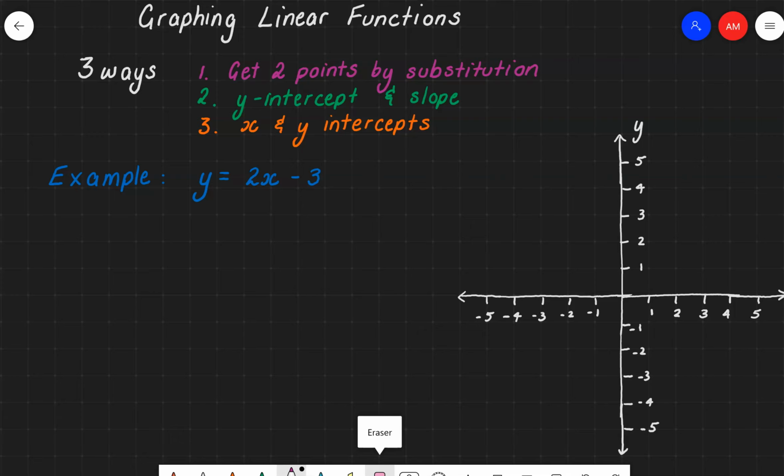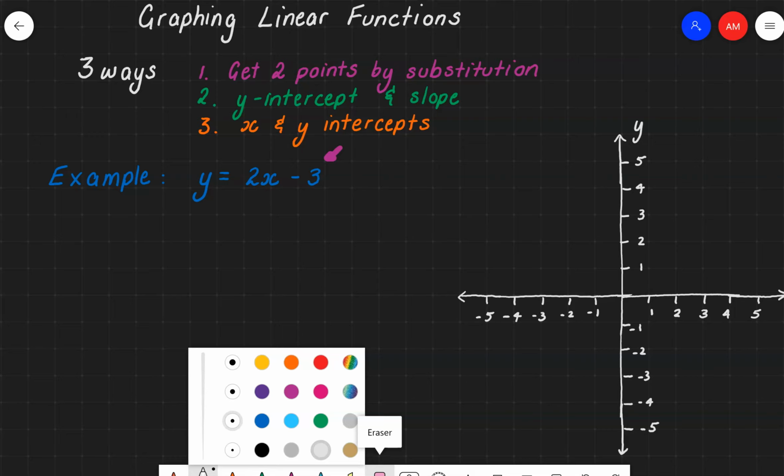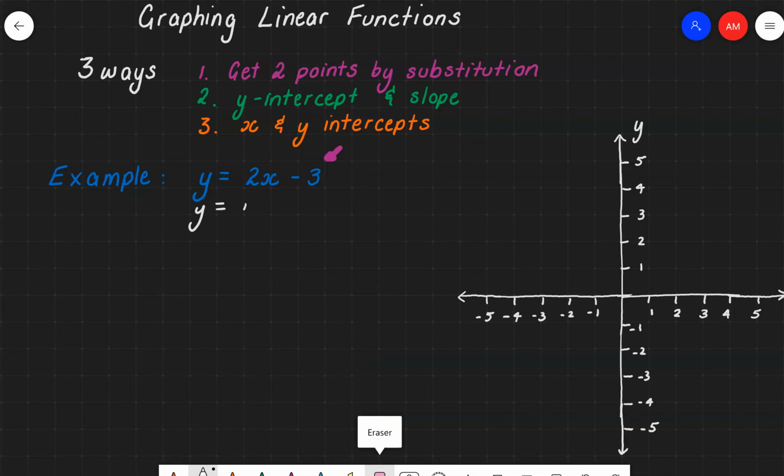So to sketch linear functions, pretty easy. There's 3 different ways that you can do it, and I guess it depends on how the function is written. Okay, so we've got this here. This is what we would call it's written. So this one here, it's written in Y-intercept form. Okay, so that's called y equals mx plus c.